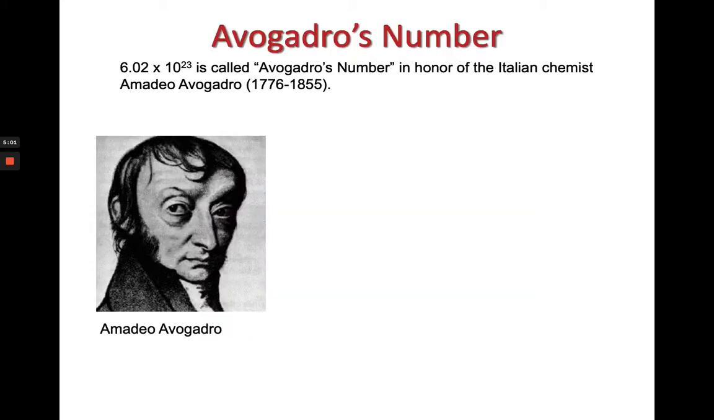Now, just so you know, this number actually has a special name. It's called Avogadro's number, and you will see it referred to that. And so I want you to be aware of that. So you may want to write down that 6.02 times 10 to the 23rd is called Avogadro's number, and it's named in honor of this Italian chemist Amedeo Avogadro.